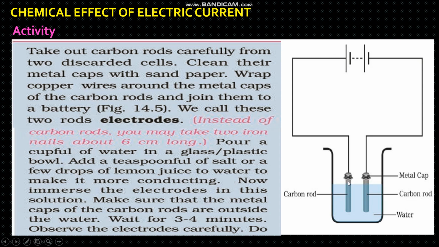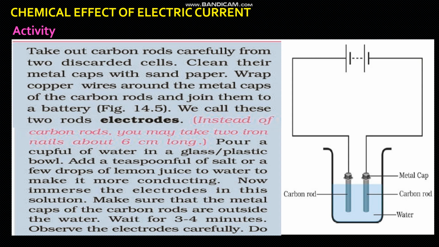So one carbon rod is connected to the positive terminal of the battery and the other one is connected to the negative terminal of the battery. We can call these electrodes. These metal rods are electrodes. So this is a positive electrode which is connected to the positive terminal of the battery and this is the negative electrode which is connected to the negative terminal of the battery. In place of carbon rods we can also use iron nails.